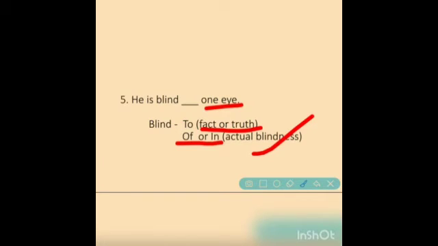But if I'm saying that the person is blind to the fact that he has not succeeded, he has failed. So I'm talking about the fact or the truth, but he is not accepting that. So we are saying blind to the fact or the truth. So I hope it's clear and you will not make a mistake again in this. So the answer is of or in here. I hope it's clear. Now let's move forward.